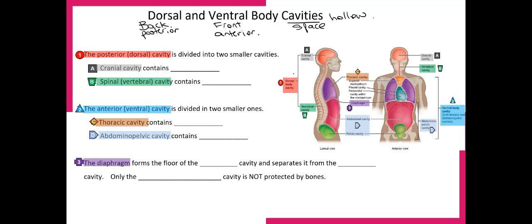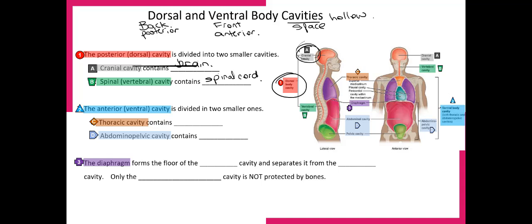So the hollow space in the back is called the dorsal or posterior body cavity, and it's divided into two smaller ones. The two smaller cavities are the cranial cavity that contains the brain, right, the cranium, and the spinal or vertebral cavity that contains the spinal cord. So the brain and the spinal cord are what are contained in the dorsal cavity.